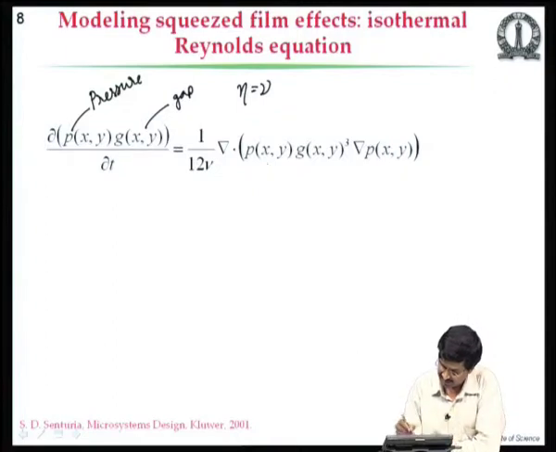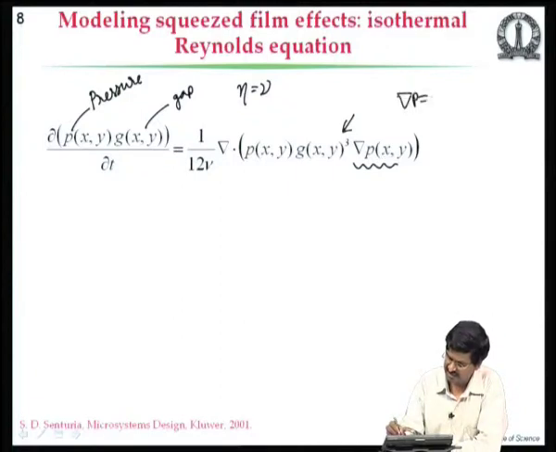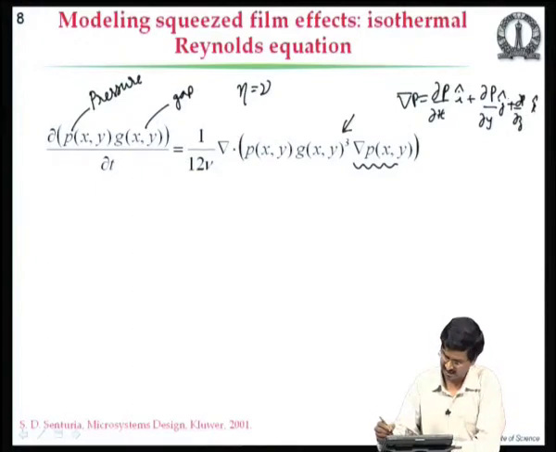And then P g cubed, notice that there is a cube just like we had cubed in the electrostatics in the pull-in formula, and then we have the gradient of the pressure, that is del P, which is ∂P/∂x in the i direction, it is a vector gradient, ∂P/∂y in the j direction, ∂P/∂z in the k direction, that is what this means. In x y, this final z term will not be there. So, that is the equation.